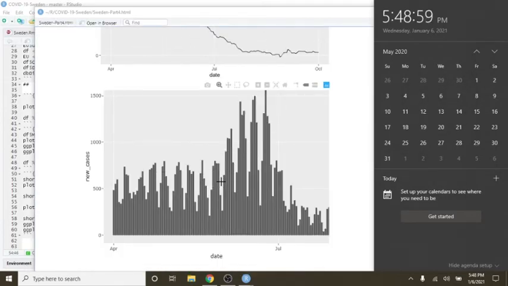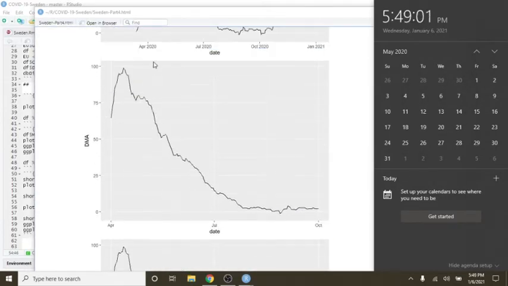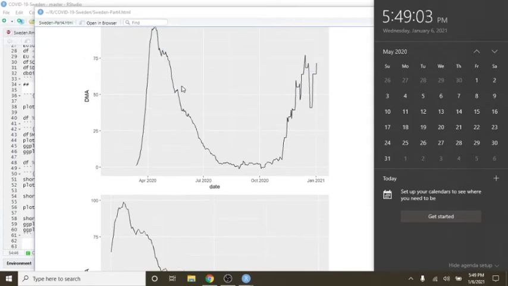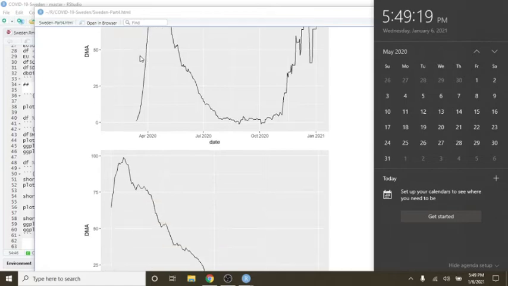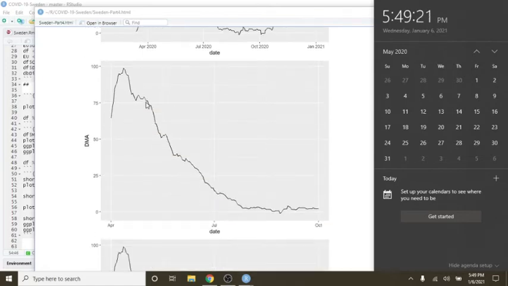Actually, these plots should go afterwards, because these plots start in April. This is the moving average for deaths. You see deaths here topped out about 75, less than the spike back here. Wow, that's interesting.